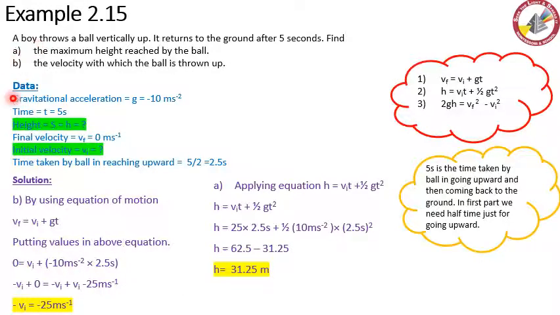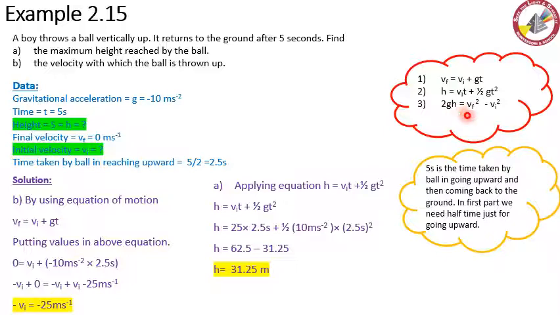In example 2.15, a boy throws a ball vertically upward and it returns to the ground after 5 seconds. We have to find out the maximum height reached by the ball and the velocity with which the ball is thrown up. In this case, the gravitational acceleration has a negative sign and the time is 5 seconds. Now we have to find out the height and the initial velocity. If you look at this formula list, to find out the height, we need initial velocity and time. From the given data, initial velocity is unknown. So we will move towards the third formula.